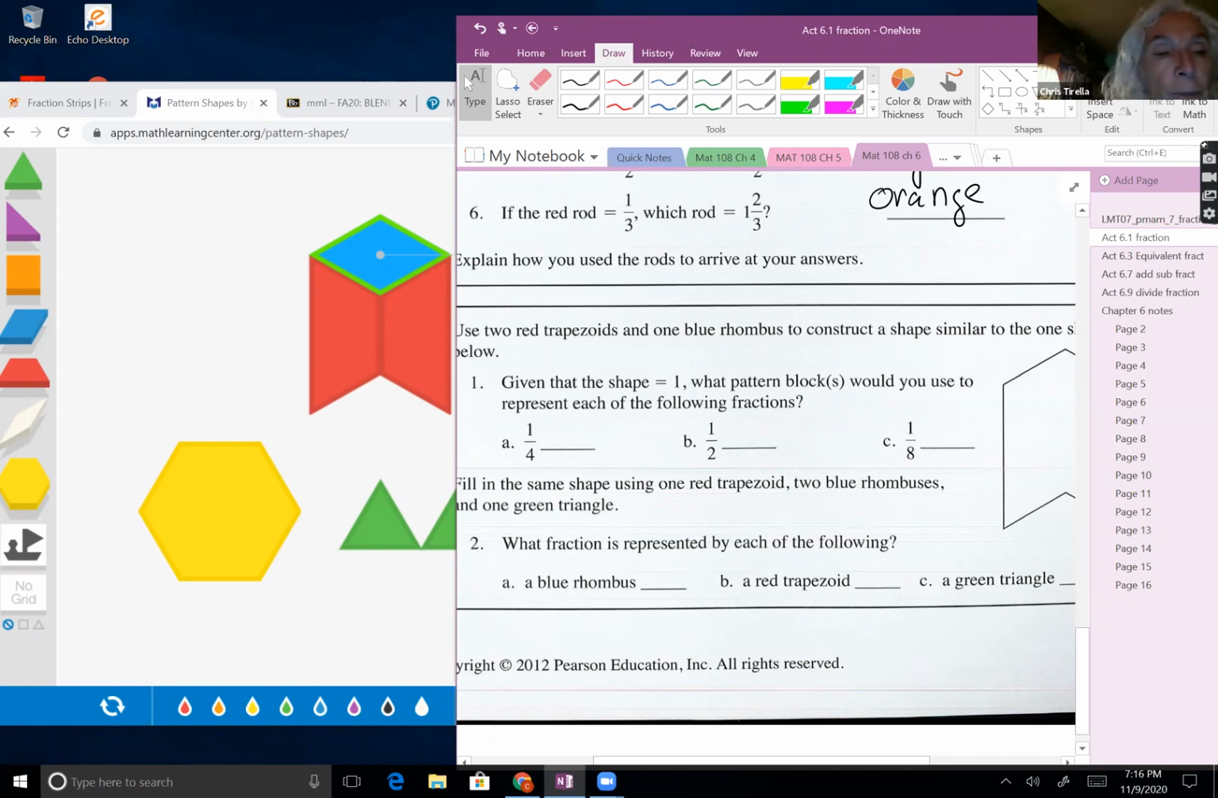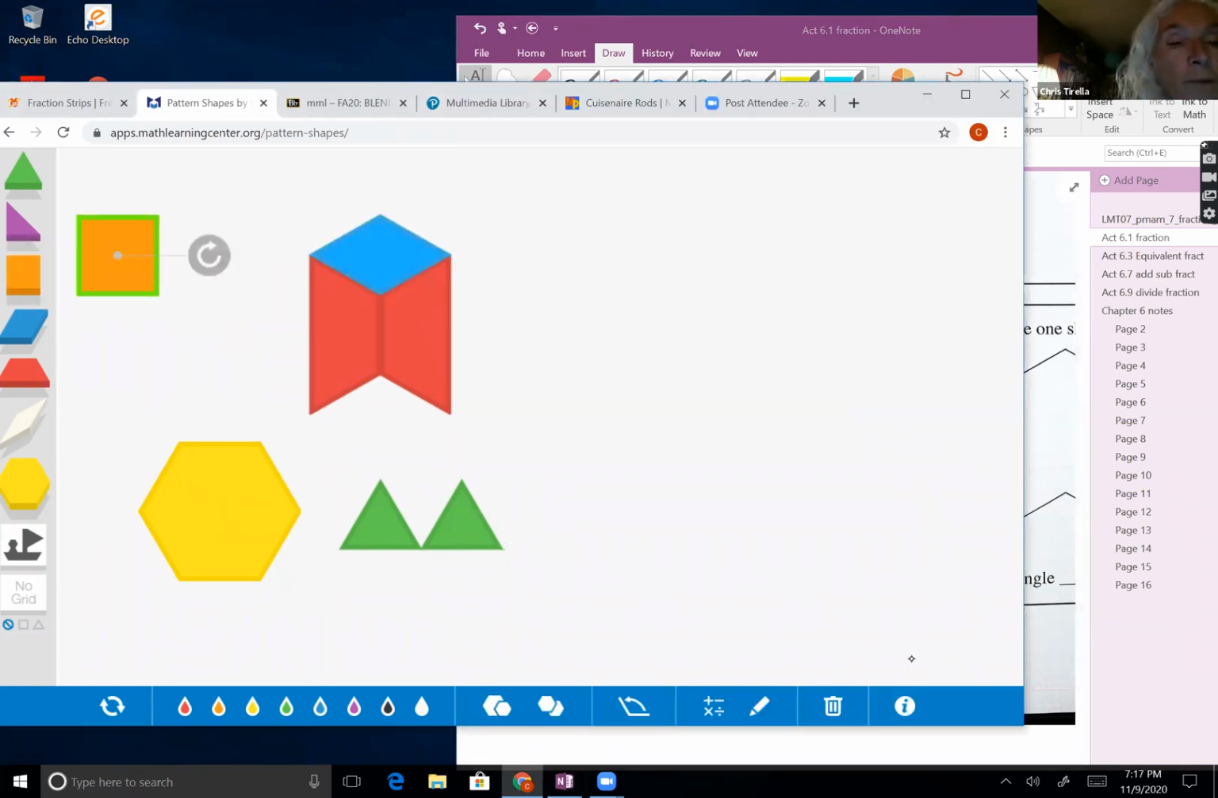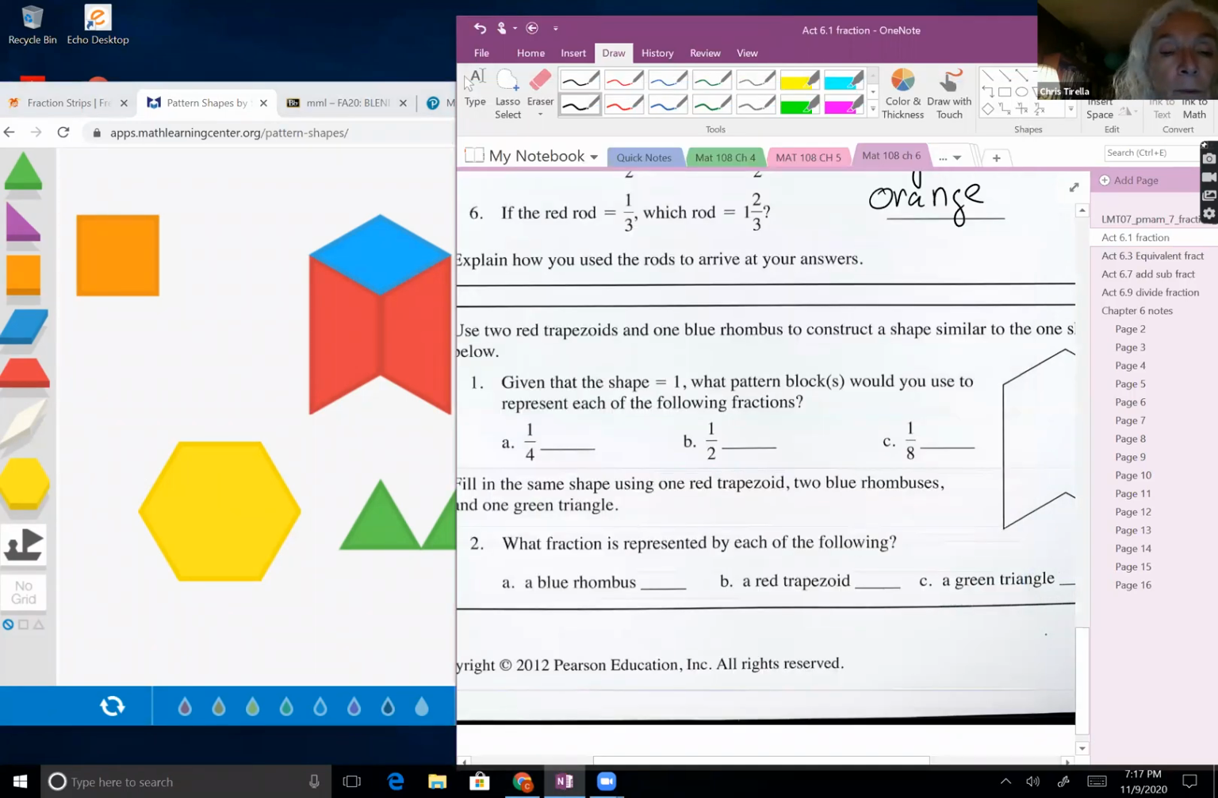What shape would have an area, this guy over here too, of a half? What shape would have an area of an eighth?